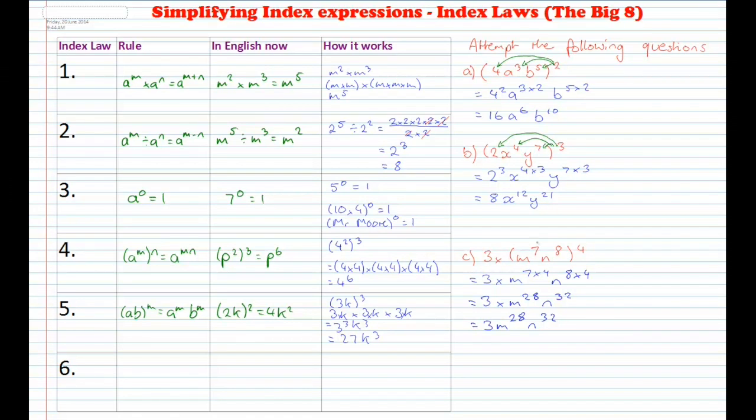Now for this one, as you can see here, the 4 only goes to what's inside the brackets, not to the 3, so the 4 goes to the m to the power of 7 and n to the power of 8. So that gets me 3 times m to the power of 7 times 4, and n to the power of 8 times 4. Now 7 times 4 is 28, and 8 times 4 is 32, so that gets me 3 times m to the 28, n to the power of 32. And when I get rid of the times, I get 3m to the power of 28, n to the power of 32.